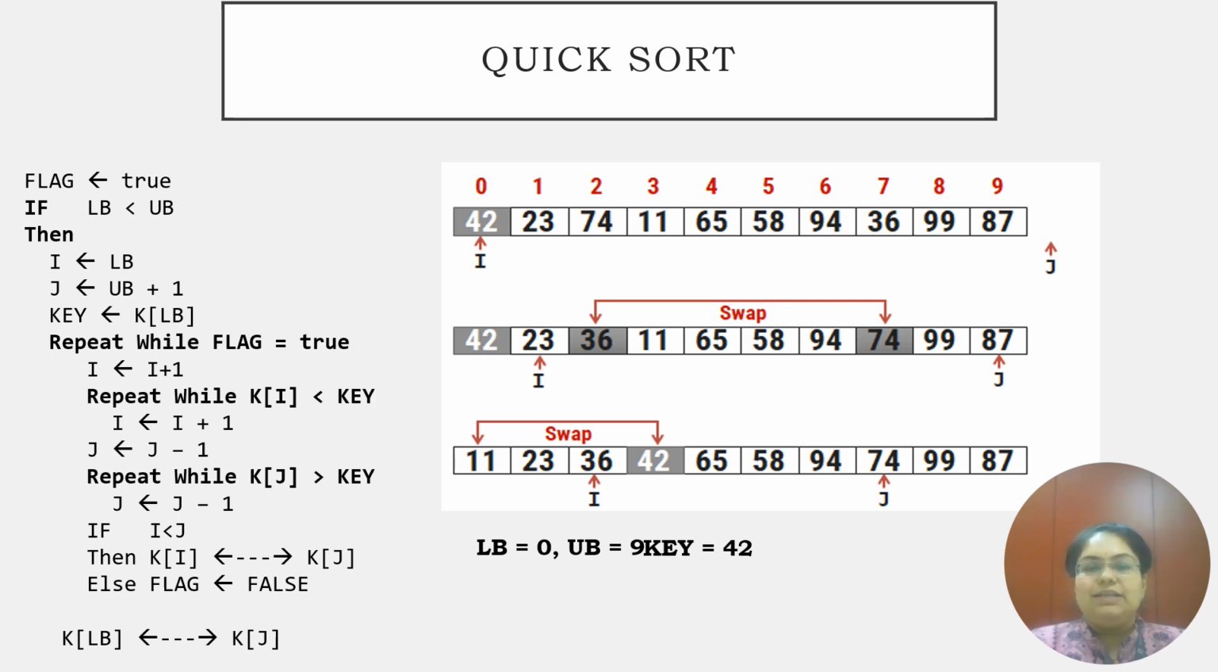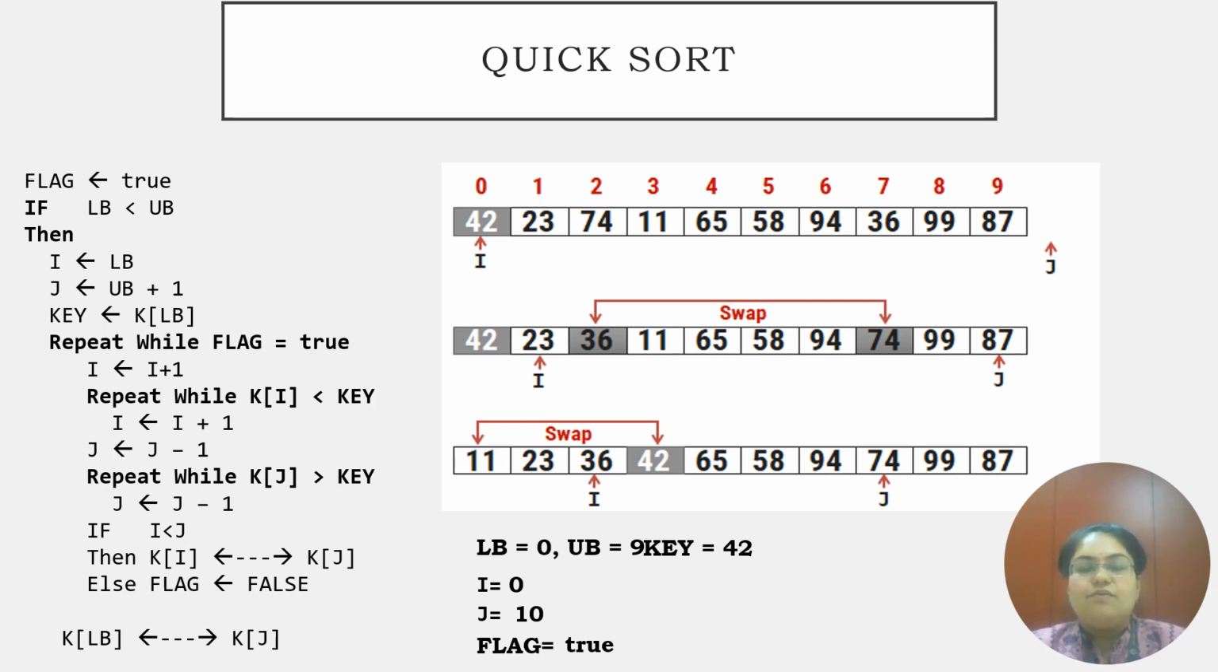So now i is equal to 1 and at that time the value at i equal to 1 is 23. Now what we are going to do is we will decrement the value of j by 1. So previously the value of j was upper bound plus 1. So now it will be at the upper bound. As well as we are going to increment the value of i by 1. So now i is equal to 2 and the value is 36.